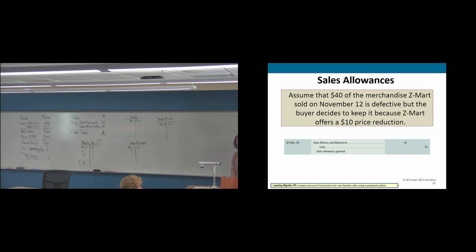An allowance is similar to a return, so we kind of lump them together. This is just an example. Assume that $40 of the merchandise Z-Mart sold on November the 12th is defective, but the buyer decides to keep it because Z-Mart offers a $10 price reduction. So listen, the customer called me up and said, I like this, it's got a little defect, can you just reduce the price? And I say, sure. So I am gonna debit sales returns and allowances because I am not getting the full selling price. I'm gonna give them back whatever cash they asked for, but I don't do the second entry, which would be to add it back to my merchandise inventory, because they didn't give it back to me, they kept it. I'm not trying to resell it, I just accepted a lower price for it.